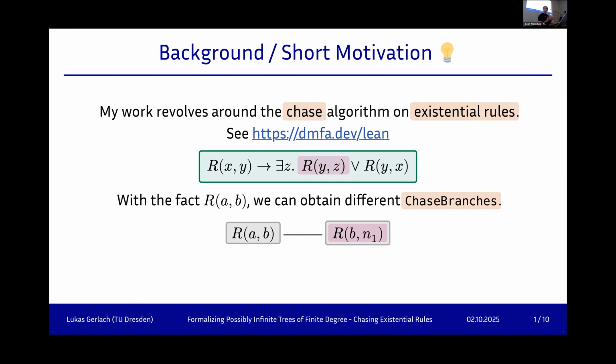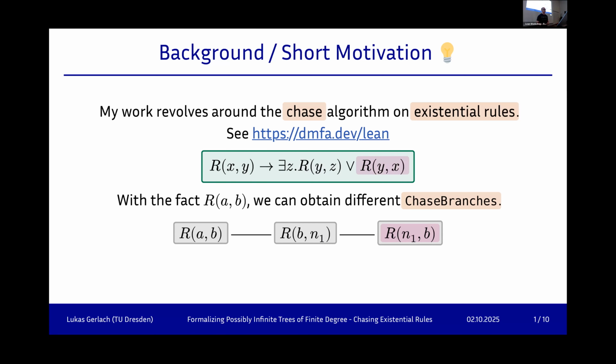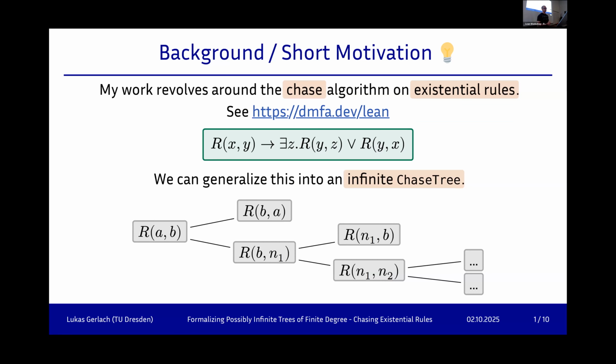And now we've satisfied the rule for the R(A, B), but we don't satisfy it yet for the R(B, N1). So we have to apply it again. And maybe now we want to choose the right-hand side and introduce the R(N1, B). And once we do that, the rule is satisfied for every fact that we have here, so we're done. But as you can see, we could do this in different ways, right? It depends on whether we choose the left-hand or right-hand side. So what we usually do is combine all of that into what we call a chase tree. And for this example, this is going to be infinite because we can always keep on introducing new elements on the left-hand side. All right, this is a little bit where I'm coming from.